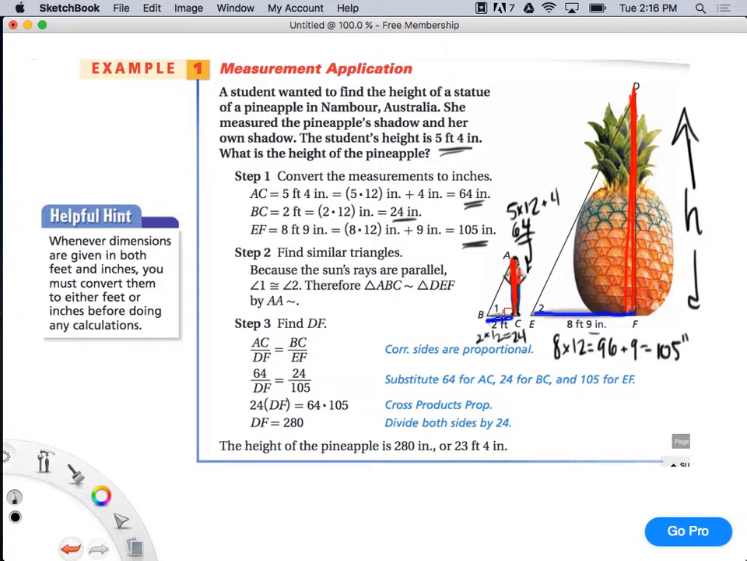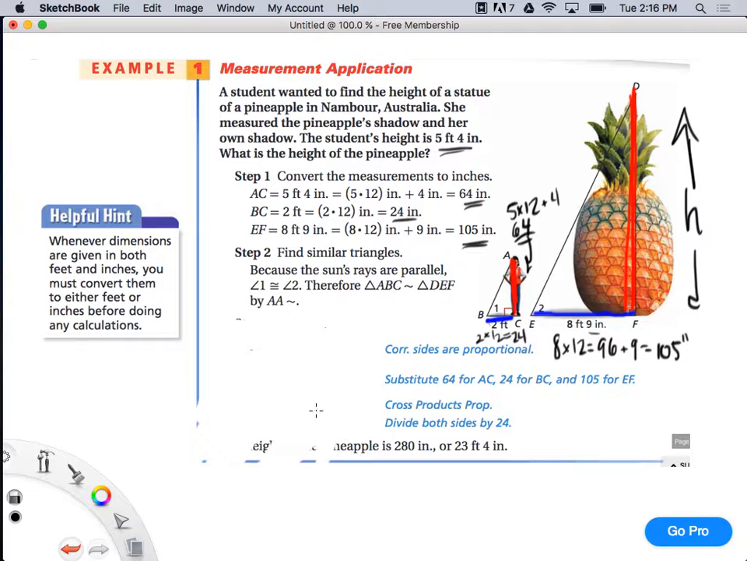So this is 24, and this is 105. This is 64, and h we don't know. So how do they set it up? Well, let me forget about step 3, just forget about how they do it exactly, and you can write it, because I want to show you how I would do it, and it's less cluttered, okay?